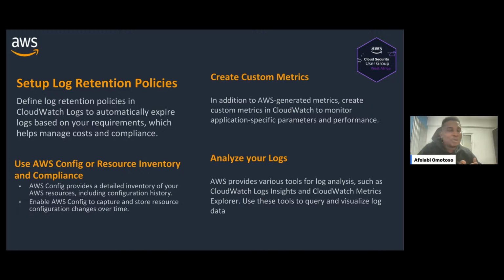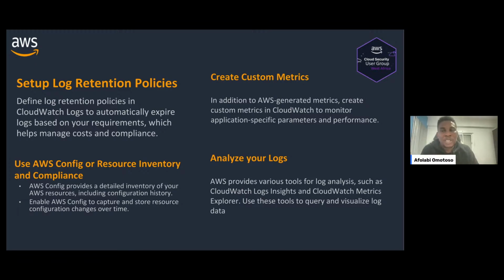And you can also do things like setting up your log retention policies. You can define log retention policies in CloudWatch logs to automatically expire logs. This is just to make sure that you don't keep logs of the last 5 years in your resources because you are going to pay for that. It's actually filling up space. And the major thing that consumes money in AWS is things that are related to storage.